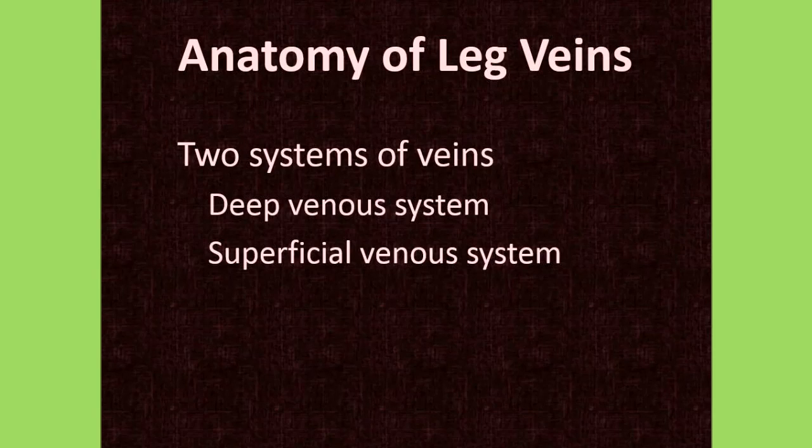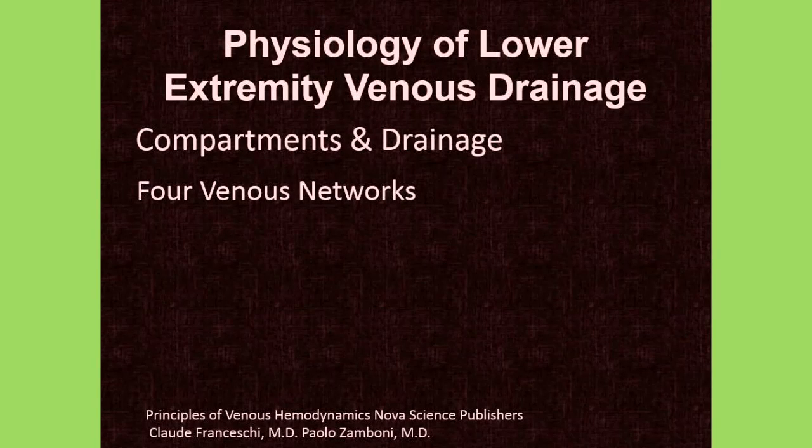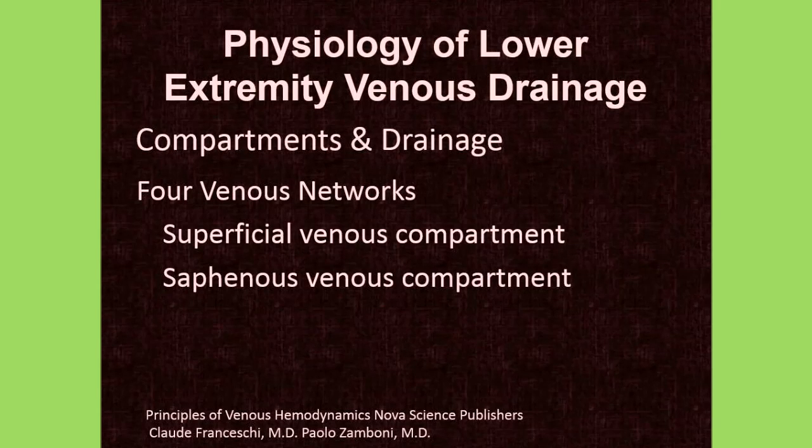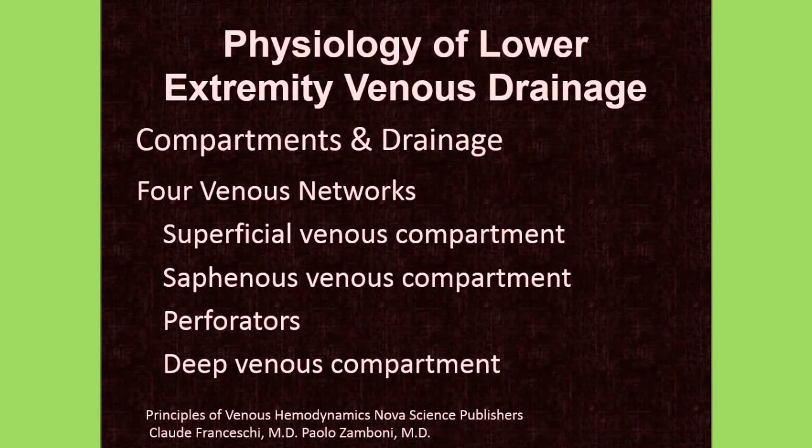So, anatomy of the leg veins. Two systems of veins, the deep and the superficial. It may be a little easier to think of these, for the physiology of the lower extremity, as compartments and drainages. So let's talk about four venous networks. First of all, there's the superficial venous compartment, the saphenous venous compartment, perforator veins, and the deep venous compartment. I'll talk about these in detail and go through them all.